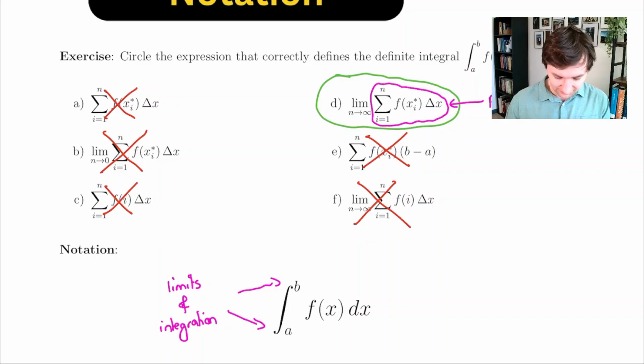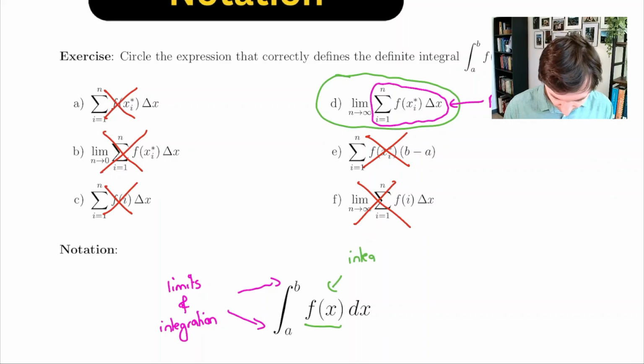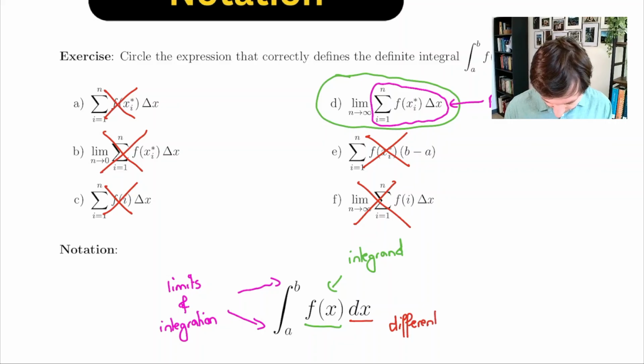The function inside of the integral, in our case f of x, is called the integrand. The symbol at the end of the definite integral, in our case dx, is called a differential. The variable we are using here, in our case x, is called the variable of integration.